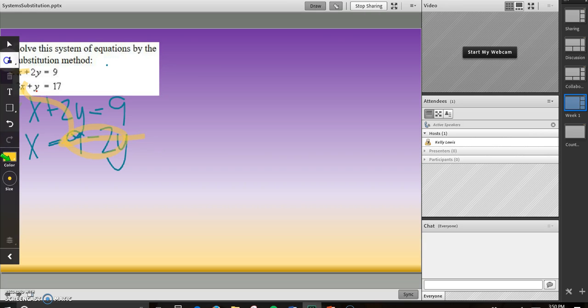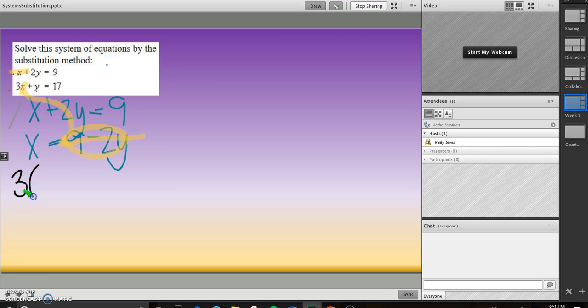All right, so let's go back. Let me show you what I mean. All right, so I have 3, and so instead of writing x, I'm going to write 9 minus 2y. And then I have a y equals 17. Notice originally I had an x and a y in there, but I need to get the same letter in the equation, so it's easy to solve.